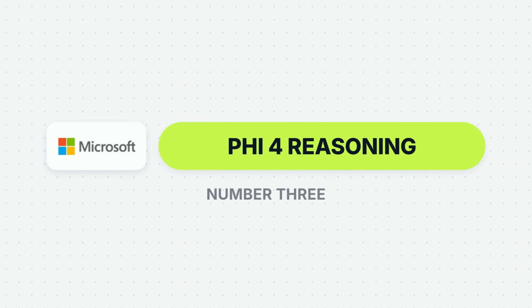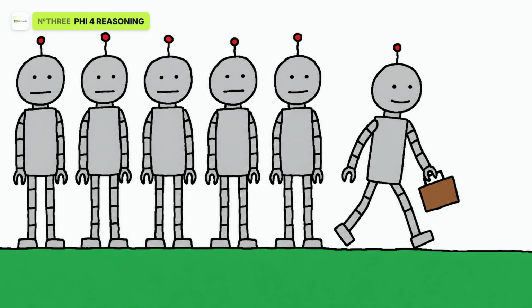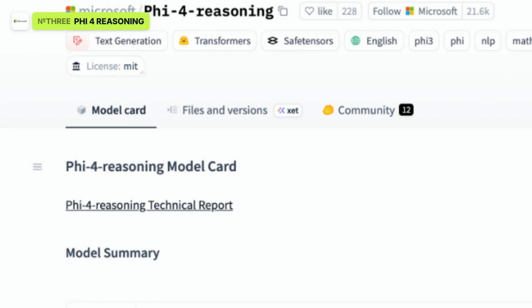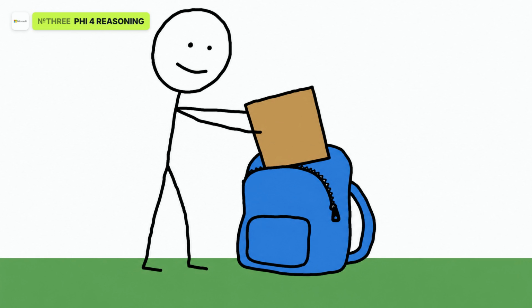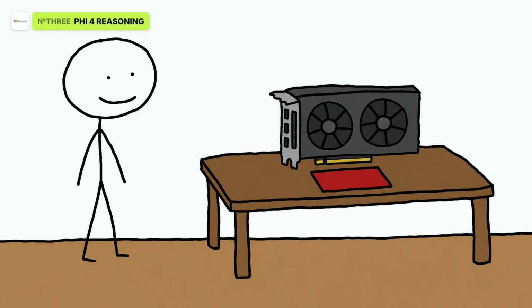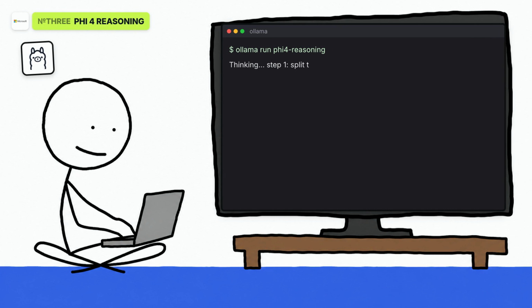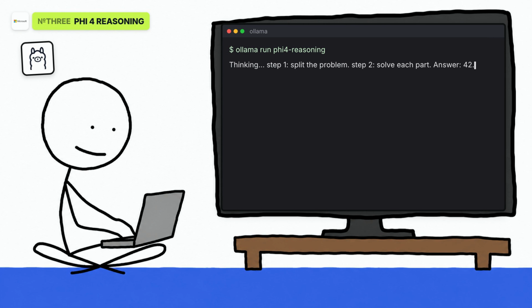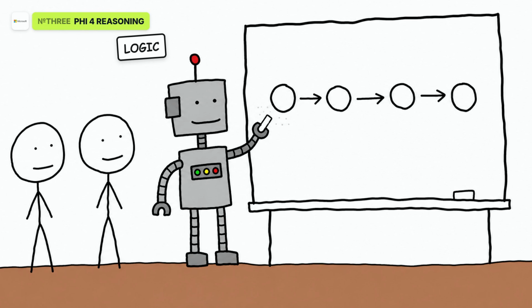Number 3. Phi-4 reasoning. This is Microsoft's 14 billion parameter model, and it ships completely free under the MIT license. Squashed down, it needs about 13.8 gigabytes of video memory, which means it slides comfortably into an ordinary 16 gigabyte gaming card. You start it with a single ollama run command, and suddenly you have a machine built specifically for multi-step logic, complex maths, and planning work.